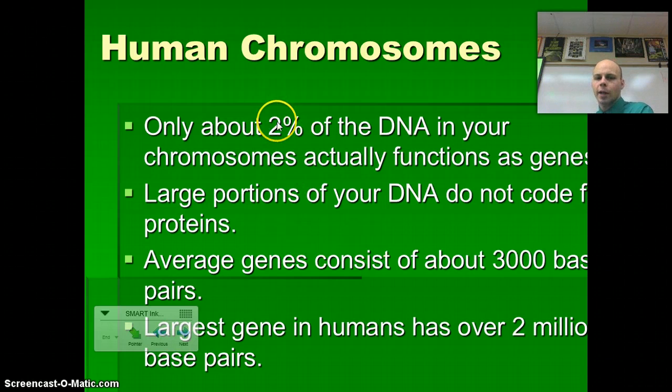So it's only about 2% that create genes, which are the proteins and the other things in your body that create your hair color and your eye color and all the other things. So most of your DNA does not actually make proteins and doesn't actually do anything that we know of. So each gene consists of about 3,000 base pairs, and base pairs consist of adenine, thymine, cytosine, and guanine.